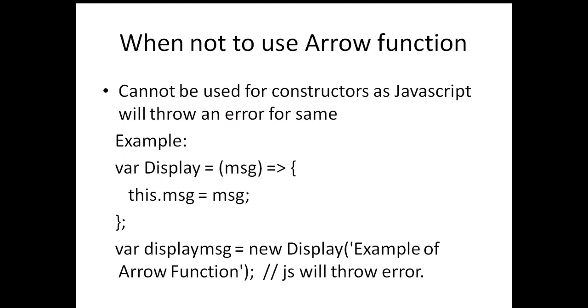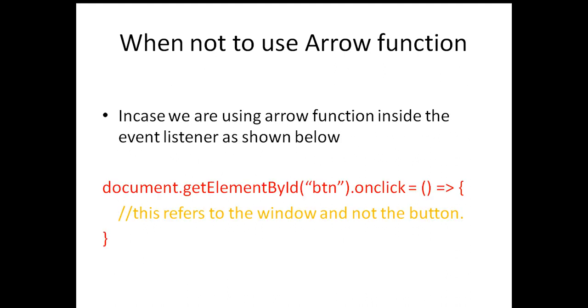When not to use an arrow function: don't use an arrow function for a constructor. JavaScript throws an error for the same. Even when we have an event to be added to a button and we try to use the this keyword inside it while making use of an arrow function, it refers to the window and it will not work on the button. So be careful whenever you're using arrow functions, use them in the right place and for the right purpose.